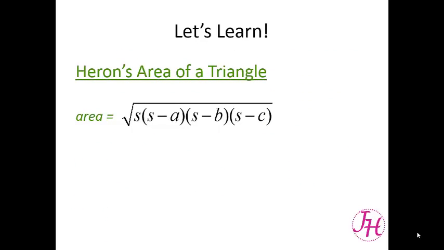Now let's take a look at Heron's area of a triangle. The area formula is the square root of s times s minus a times s minus b times s minus c, where a, b, and c are the sides of the triangle, and s is the semi-perimeter, which means you add up sides a, b, and c and divide by 2.